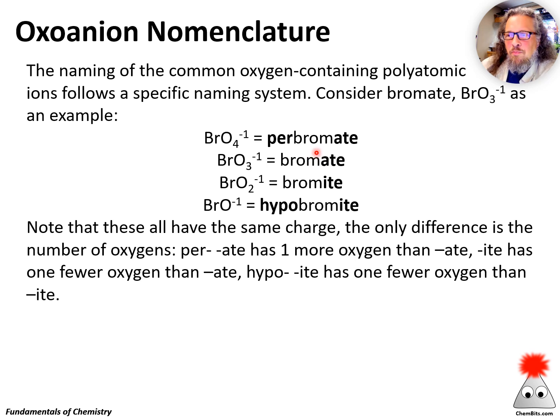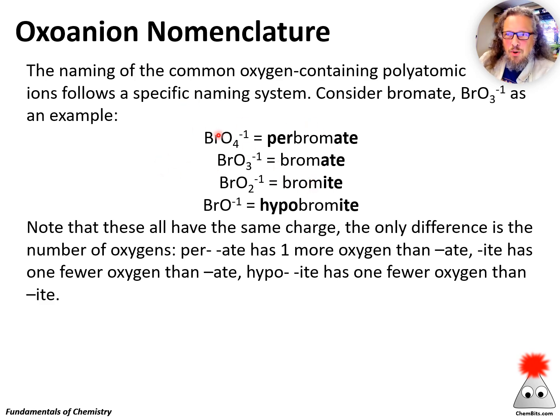Bromate, perbromate. If we're at bromate and we go down one oxygen, so now BrO3 minus 1 to BrO2 minus 1, we've got bromite. So one less oxygen, but the same charge, goes from ate to ite. And if we go one more oxygen down, BrO minus 1, we get hypobromite. And that is a systematic nomenclature system. So really, in this case, we only need to know one of these in order to actually know the name of 4 different polyatomic ions.